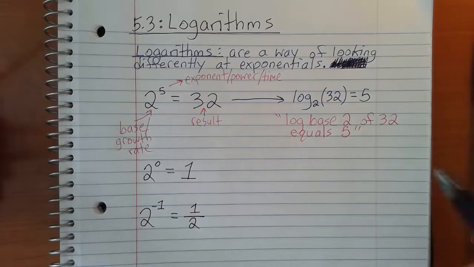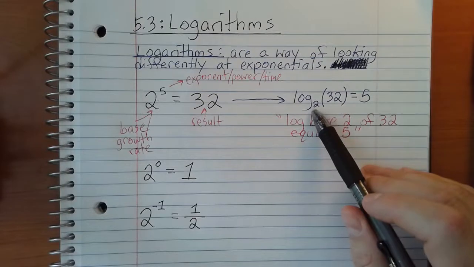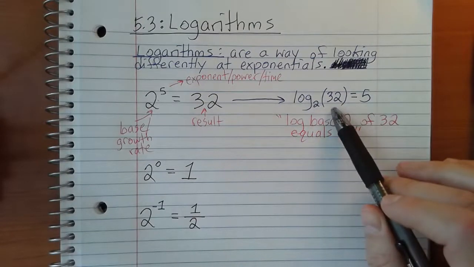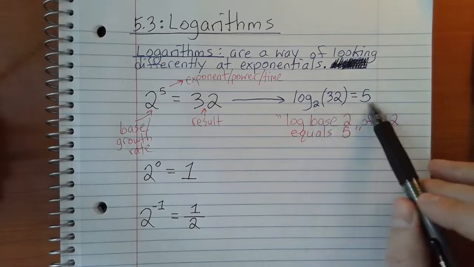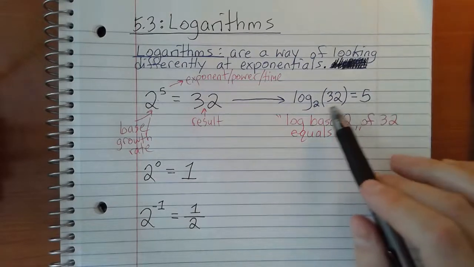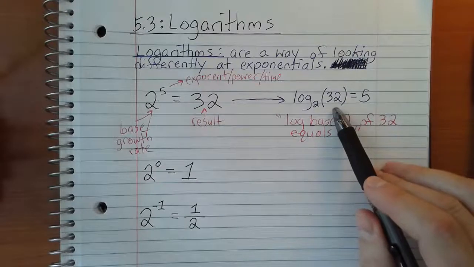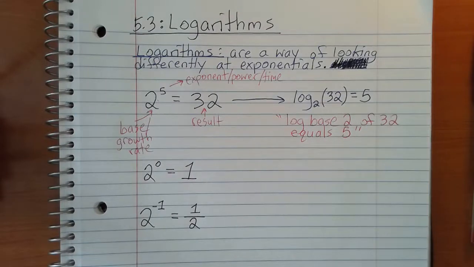Now, if we think about it in terms of our water lily, well, this is just a different way of thinking about the same thing. We know our growth rate is 2, and we know that the lily pad would be 32 times bigger. So how long would it take for that to happen? Well, it would take 5 days. Growth rate is 2. How long is it taking to get to 32 times bigger? And the answer is 5.